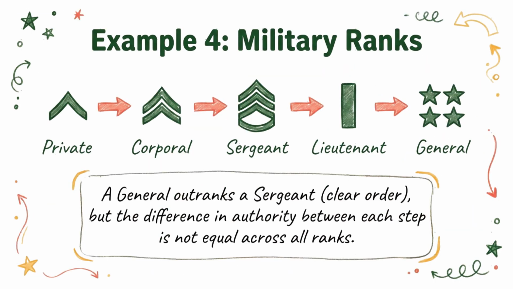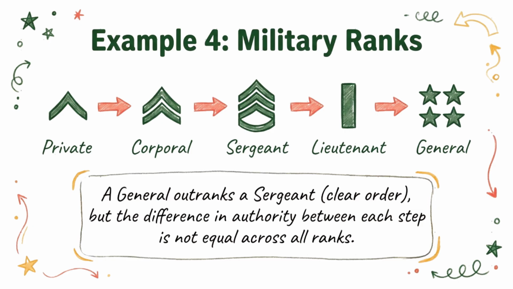Example 4. Military ranks. Military ranks, private, corporal, sergeant, lieutenant, general, are perfectly ordinal. A general clearly outranks a sergeant. The sequence is absolute. But the difference in authority, responsibility, and power between each step is not equal at all across all ranks. Order is real.